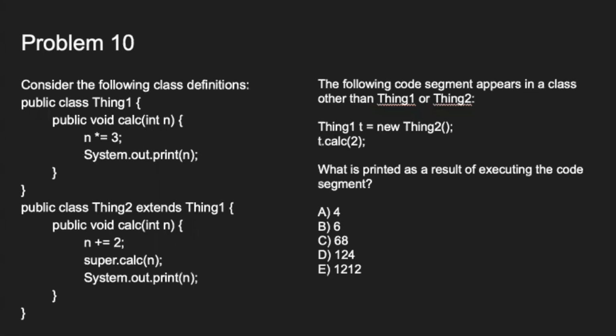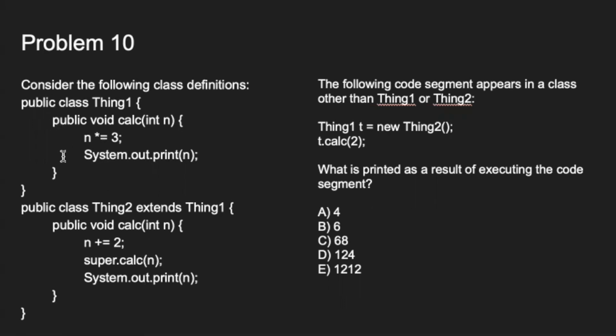Question number 10. We have the following class definitions, and the following code segment appears in a class other than Thing1 or Thing2. Because of polymorphism, this object is a Thing2 object when it's running. So t.calculate2 runs this method right over here. First we increase n by 2, so n becomes 4. And then super.calc(4).